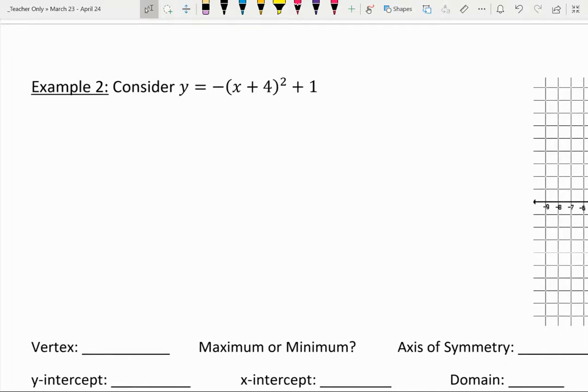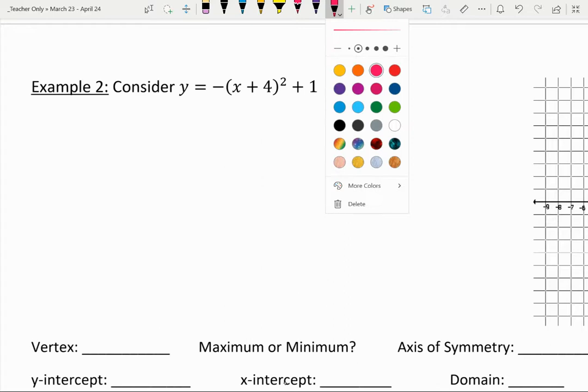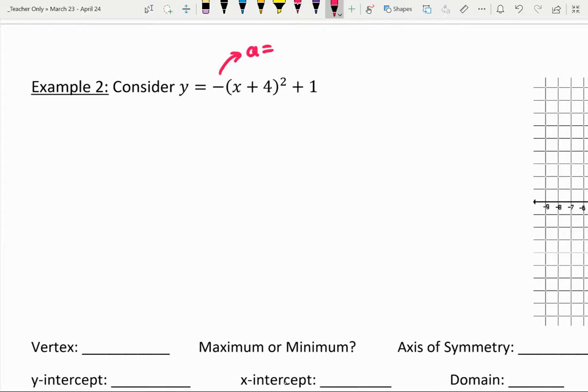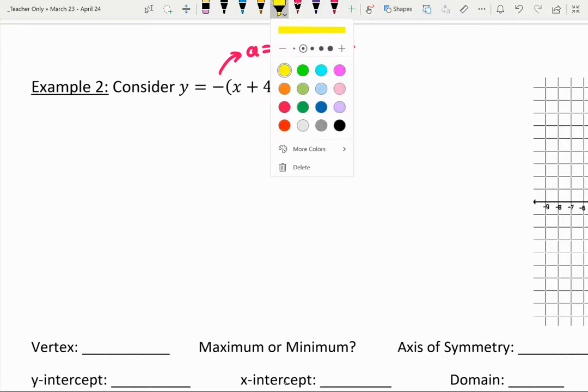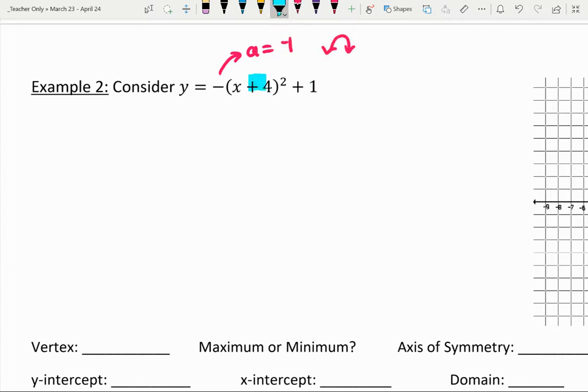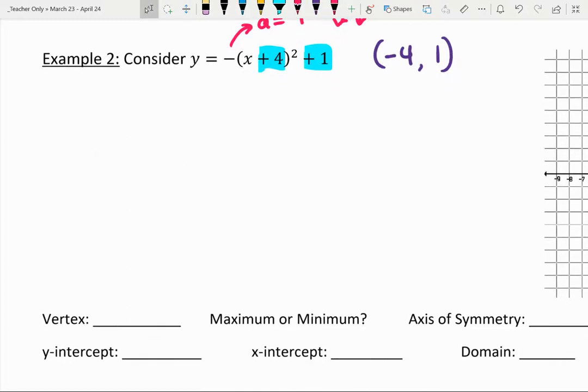Now remember that a value, in this case, is -1. So our graph is going to open downwards, but it's not actually going to affect our vertex at all. So let's take a look at that vertex. Inside the parentheses, we've got +4. Outside, we've got +1. So our vertex is going to be -4, +1. Pretty sure I did that right this time, right? We're using the opposite sign of what's inside the parentheses and the same sign as what's outside. I'm just going to jot that down, -4, 1.